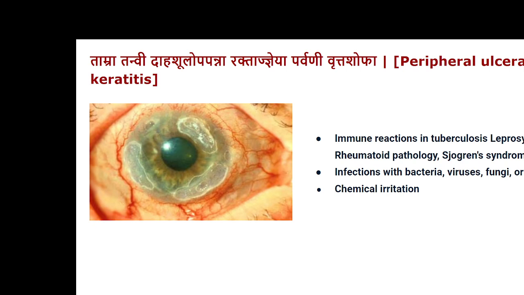the cornea. And often the causes of them could be immune reactions like tuberculosis, leprosy, rheumatoid pathology, Sjogren's syndrome, etc. There will be deposition of the keratin tissue over the sclera, and you will see superficial ulcerations, and it also could occur due to infections with bacteria or chemical irritation. Now, in these conditions, either there could be pain and discharge as a clinical presentation, or when it covers the sclera, it may even produce an opacity.